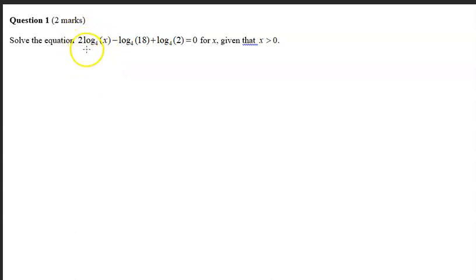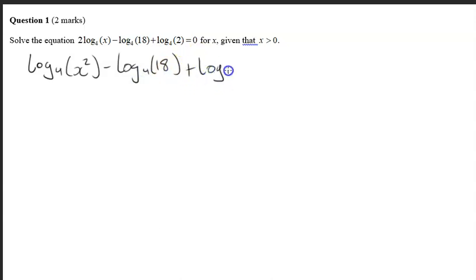I can see that there is a 2 in front of the log. If we just look at this 2 log base 4 of x, I can put that 2 as a power here. And because all of these bases are the same, they're all 4, we can manipulate this in such a way where it only reads as just 1 log. So now I'm going to rewrite this as log base 4 of x squared. I've just put that 2 to the top, and everything else afterwards still remains the same. So log base 4 of 18 plus log base 4 of 2 is equal to 0.